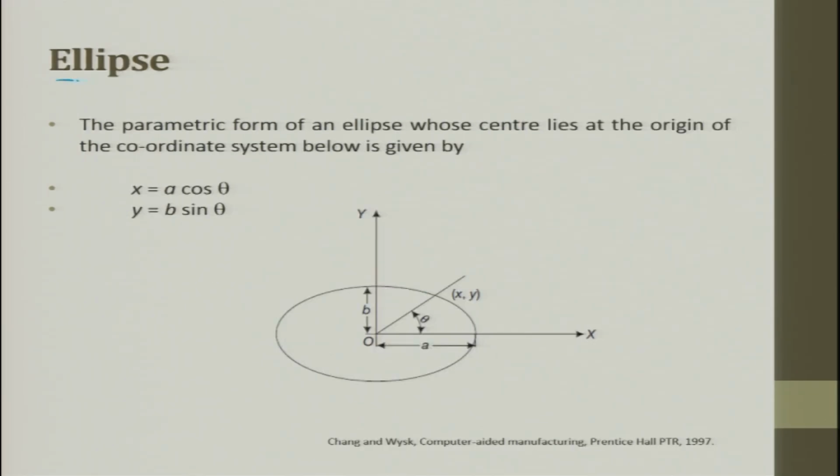Now the ellipse. The parametric form of an ellipse whose center lies at the origin of the coordinate system is given by x equal to a cos phi and y equal to b sin phi. So, this is a and this is b. This is a typical ellipse. So, you have x and y.